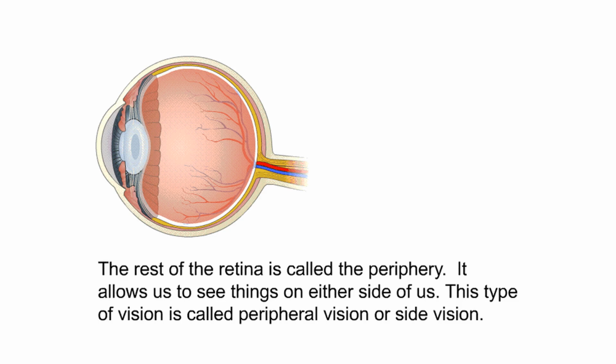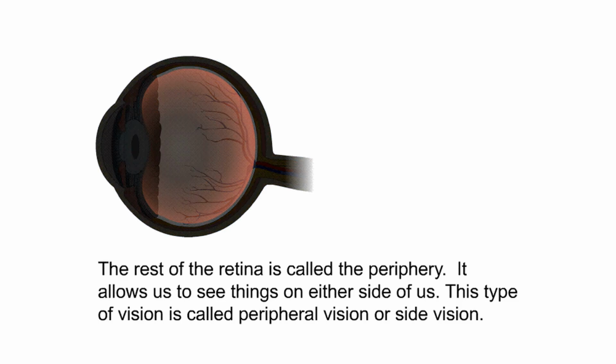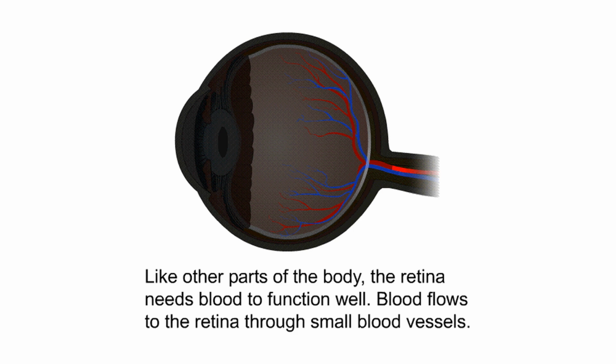The rest of the retina is called the periphery. It allows us to see things on either side of us. This type of vision is called peripheral vision or side vision. Like other parts of the body, the retina needs blood to function well. Blood flows to the retina through small blood vessels.